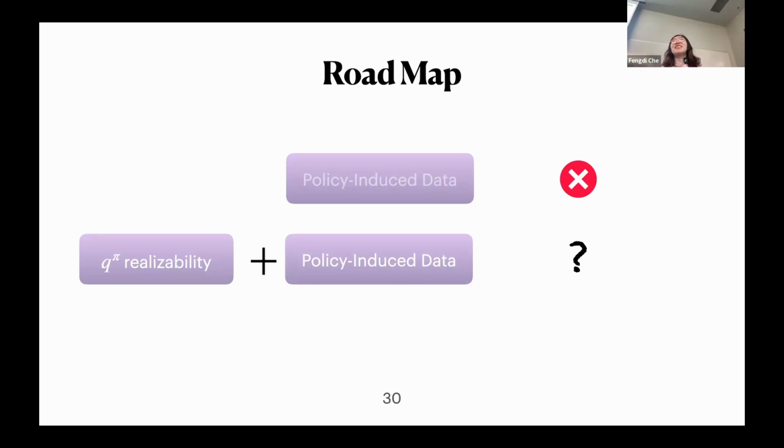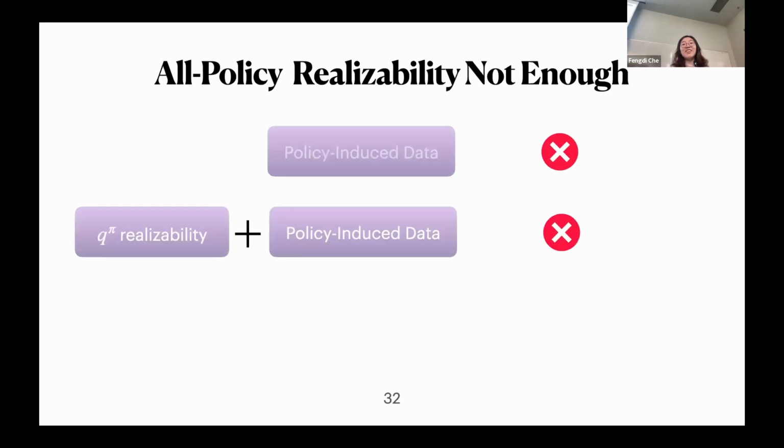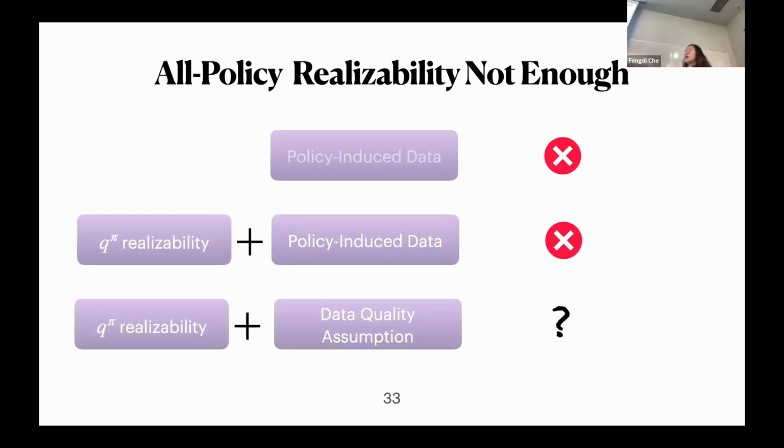Somehow we already know the issue is not solved. Even if we have Q pi realizability, we can still have terrible data as before. The reward is hidden and shows up with very tiny probability, so it cannot work. So of course, no. What we truly need here, even with Q pi realizability, is a stronger data quality assumption. And what can this stronger data quality assumption be?